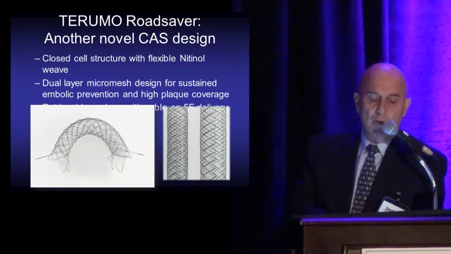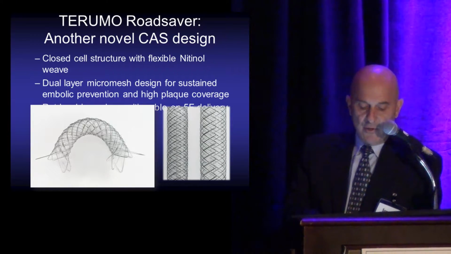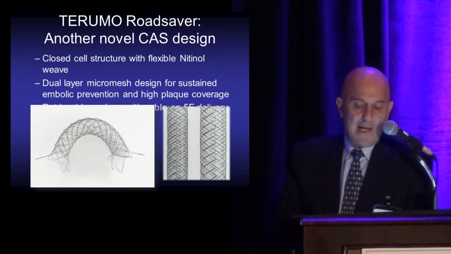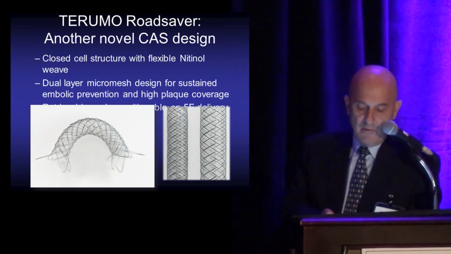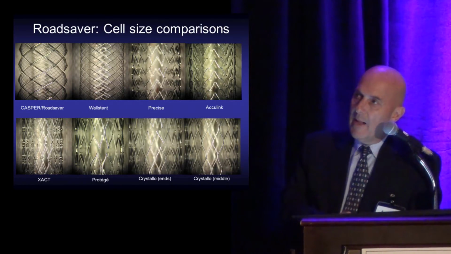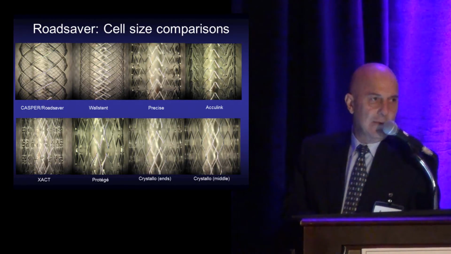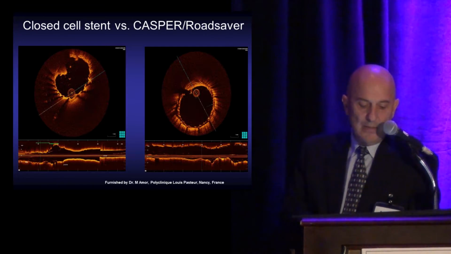Couple of slides to show you what's going on with the Terumo Road Saver device. It also has 2 layers. As you can see here, a closed cell structure with flexible nitinol weave, dual layer micro mesh design for sustained embolic prevention and high plaque coverage. Is retrievable and repositionable on a 5 French delivery system. This is really interesting, because if you don't like where it is, you can remove it.